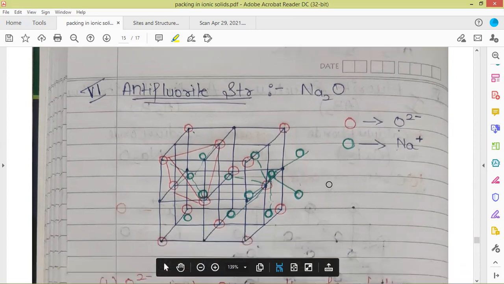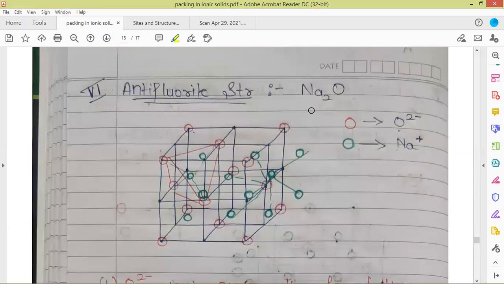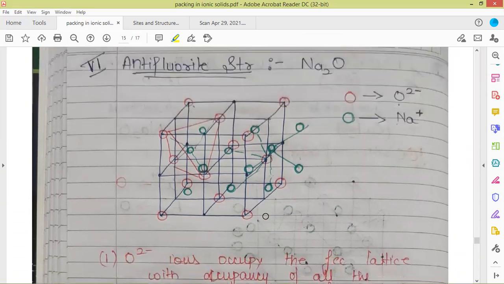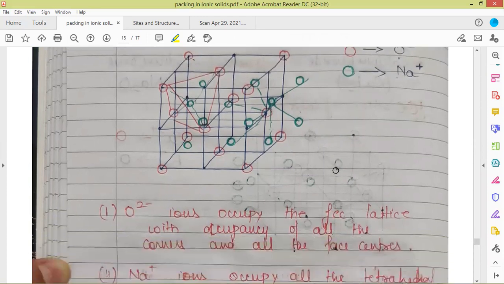This is almost similar to zinc sulfide structure. The only difference is that there, zinc ions, that is the cations, were occupying the alternate tetrahedral sites. But here sodium ions are going to occupy all of the tetrahedral sites. So this is the difference from there, where sulfide ions were making the FCC lattice. Here oxide ions are making the FCC lattice. Rest of the points are similar.